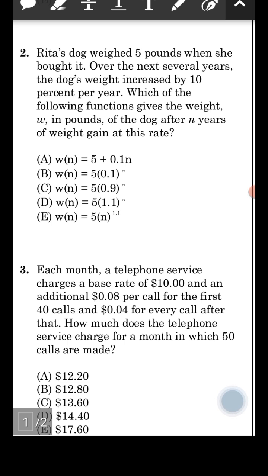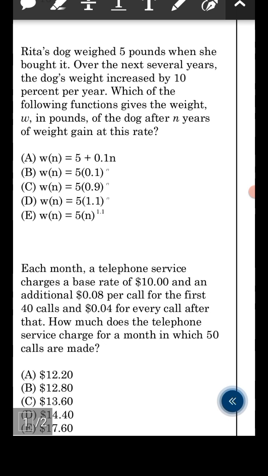Question number 2. Rita's dog weighed 5 pounds when she bought it. Over the next several years, the dog's weight increased by 10% per year. Which of the following functions gives the weight, W, in pounds of the dog after n years of weight gain at this rate?